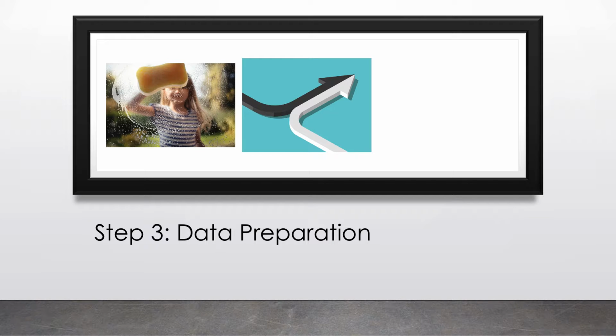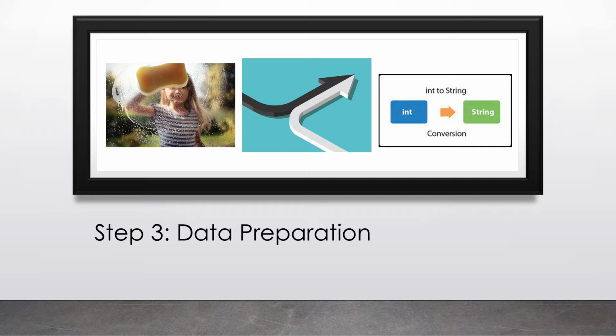Integrate. If there's any data points from other sources, make sure they're correctly integrated with our data set. In our example, we don't have this issue. Lastly, format the data. Make sure the data is in the correct format. Any integers need to be converted into strings and are categorical for the purposes of our model and our question.